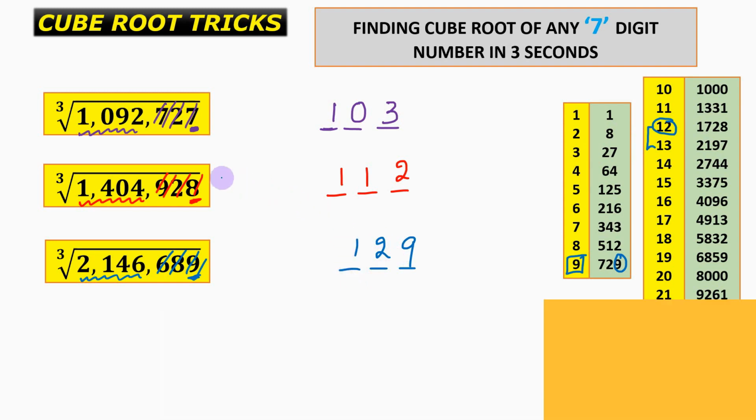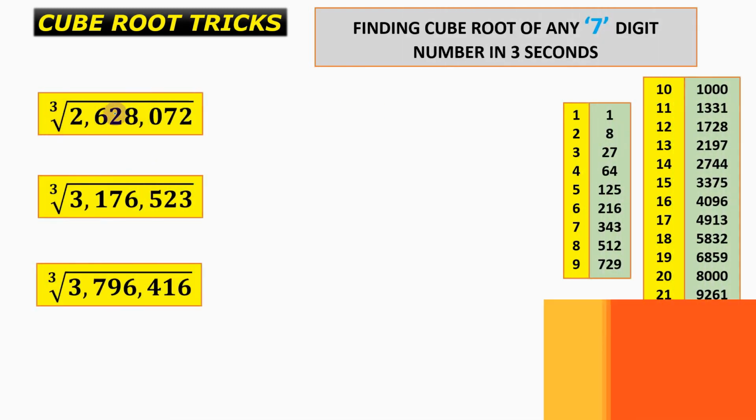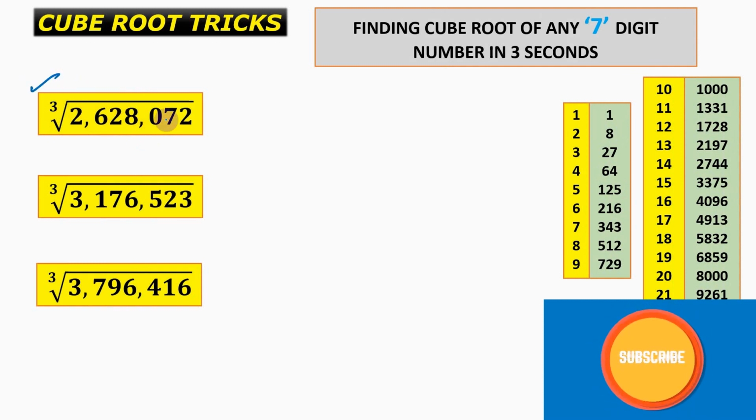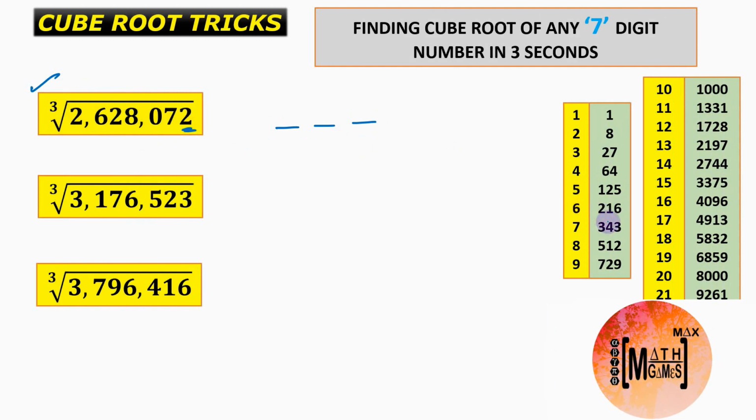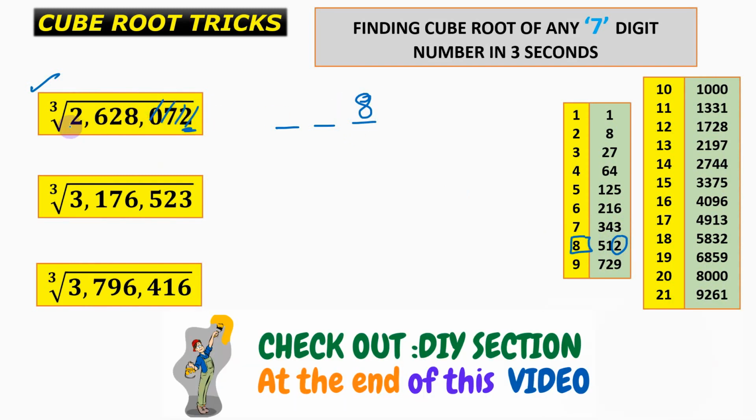Okay. Now let us move on to the next 3 questions. Again we have this question over here, analyzing the unit place first. The unit place 2 simply implies that the unit place of the cube root is 8. So we put 8 over here, and then discarding these 3 digits we are left with 2628, and 2628 now lies between the cube of 13 and the cube of 14. So picking the smaller number, that is 13, we get the answer as 138.